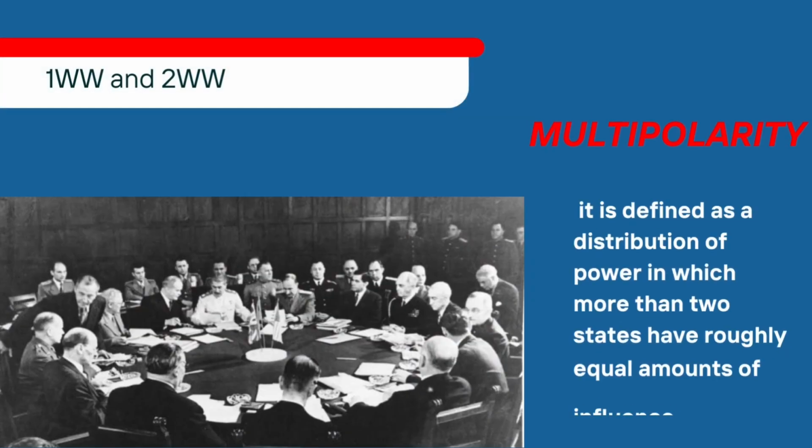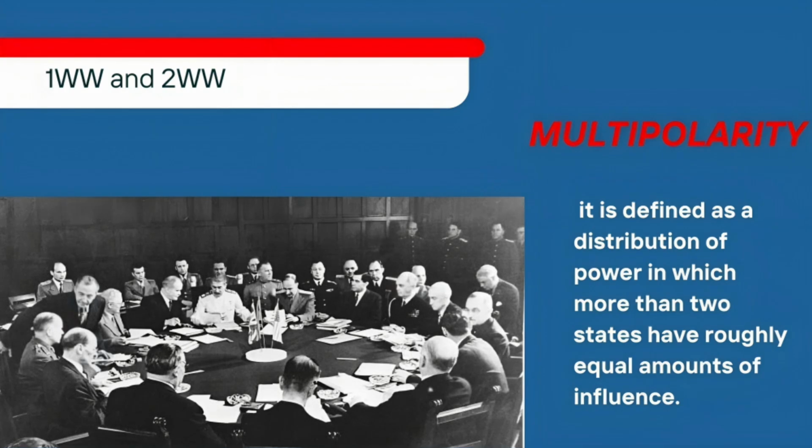It all starts with multipolarity in World War I and World War II, and it's defined as a distribution of power in which more than two states have roughly equal amounts of influence. Whilst this is often measured in a military manner, it is also applied on an economic basis. In a system based upon multipolarity, alliances tend to shift until two scenarios occur. The first scenario is that a balance of power is established, so that neither side has an incentive to attack the other for fear of reprisal.